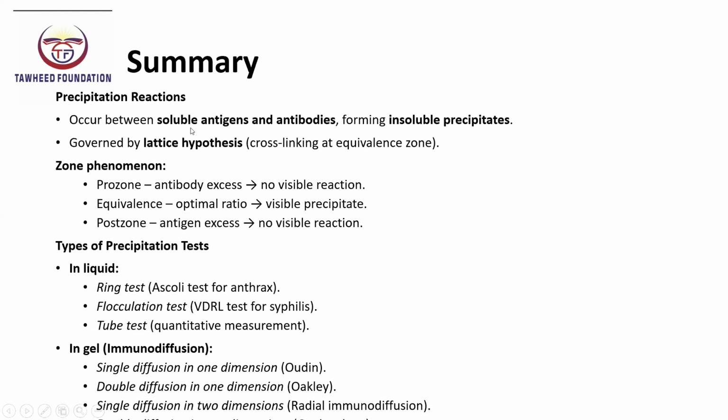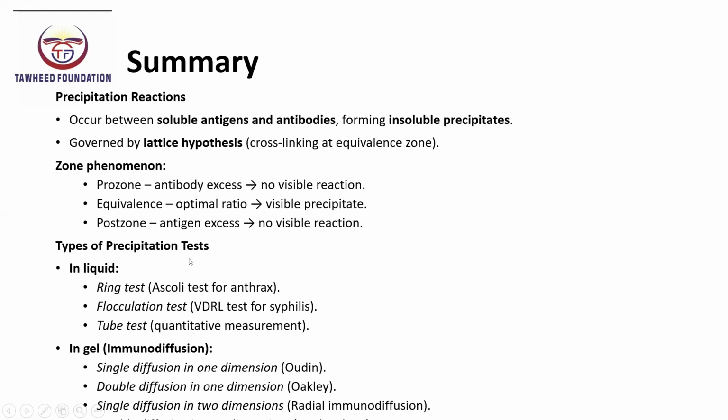Precipitation reaction occurs between soluble antigens and antibodies, forming an insoluble precipitate governed by the lattice hypothesis, that is cross-linking at equivalence zones. Zone phenomenon: there are three types of zone: prozone, equivalence, and post-zone. Prozone, antibody excess; here no visible reaction will be seen. Equivalence, optimal ratio, that means visible precipitation will be seen in this zone. And post-zone, antigen excess, that means again no visible reaction.